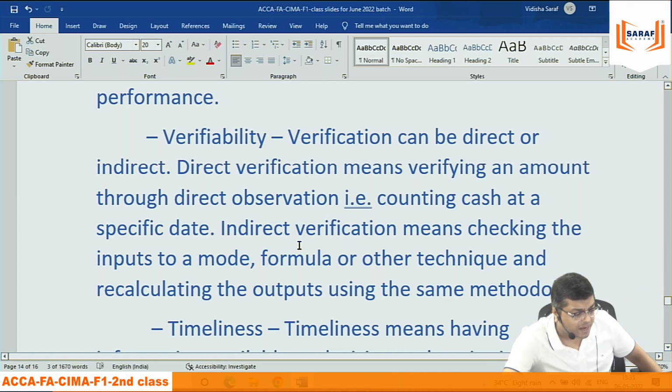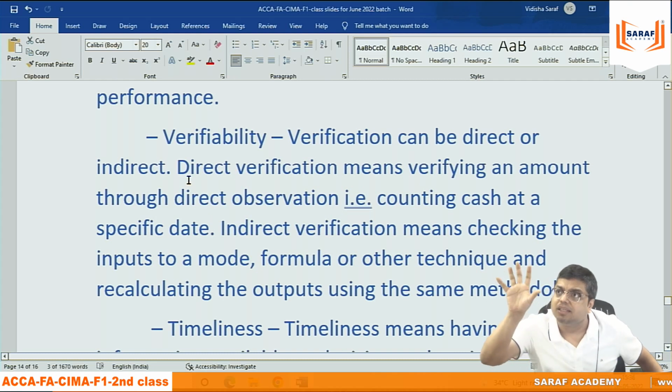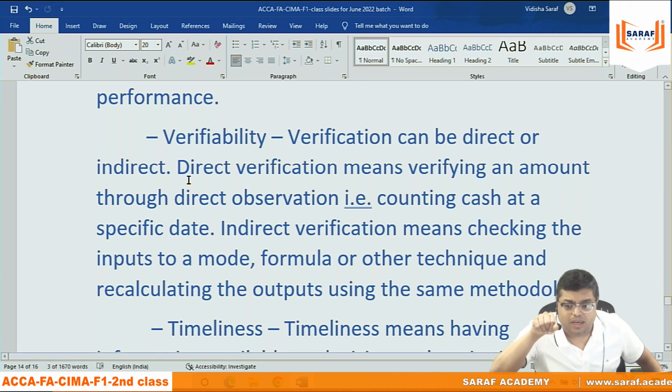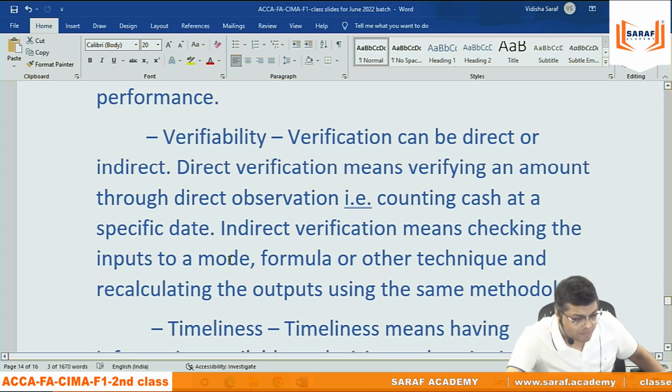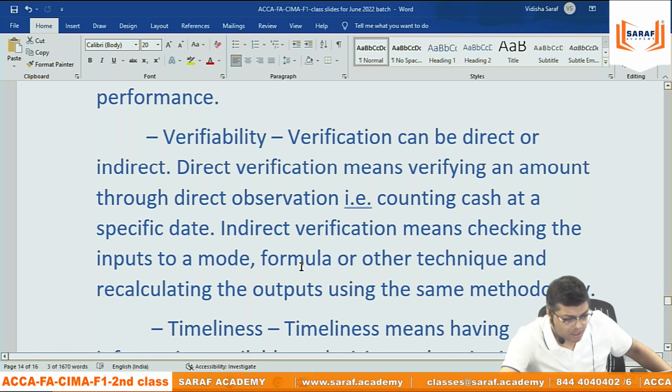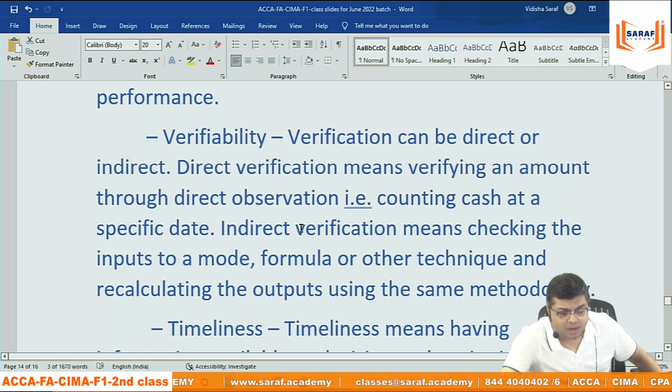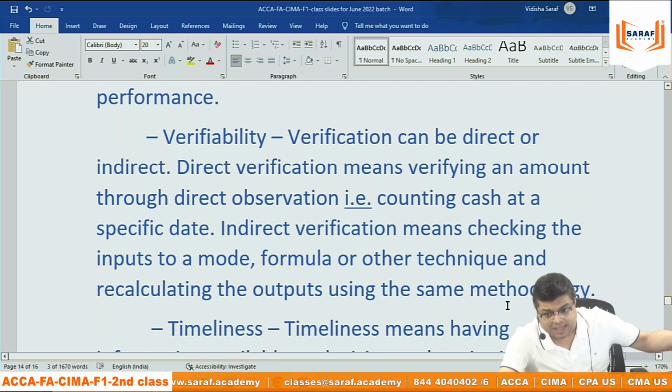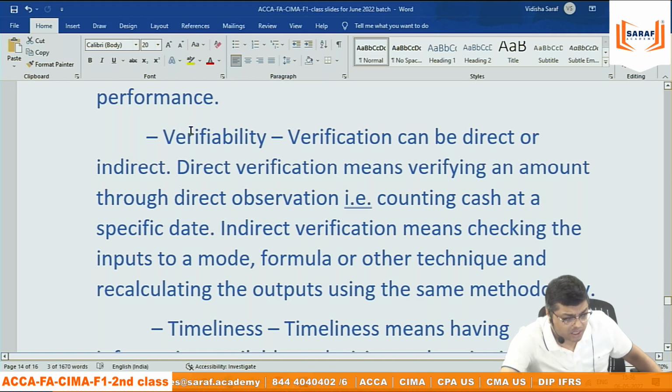There is indirect verification, meaning checking inputs. Verification can be direct verification, verifying an amount through direct observation. Actually direct means if I am seeing computer in the balance sheet, I can see the computer is there. But indirect verification means through the records, through purchase voucher, through journal, through ledgers, through systems, which we will be checking. That is indirect verification. But whatever is coming in the financial statement, assets, liability, income, expenditure, should be verifiable.